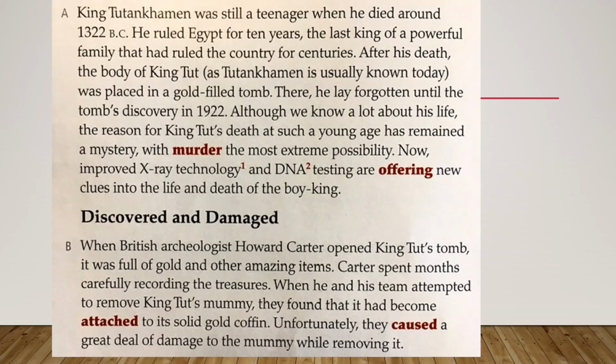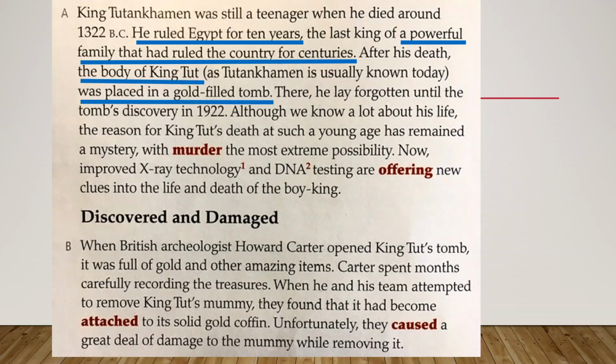So, in paragraph A, we can see he ruled Egypt for 10 years. So this is talking about King Tut begins his rule of Egypt. The next one we find is a powerful family that had ruled the country for centuries. That is F on the list. Is there another one? Yes, the body of King Tut was placed in a gold-filled tomb. That is C on the list.